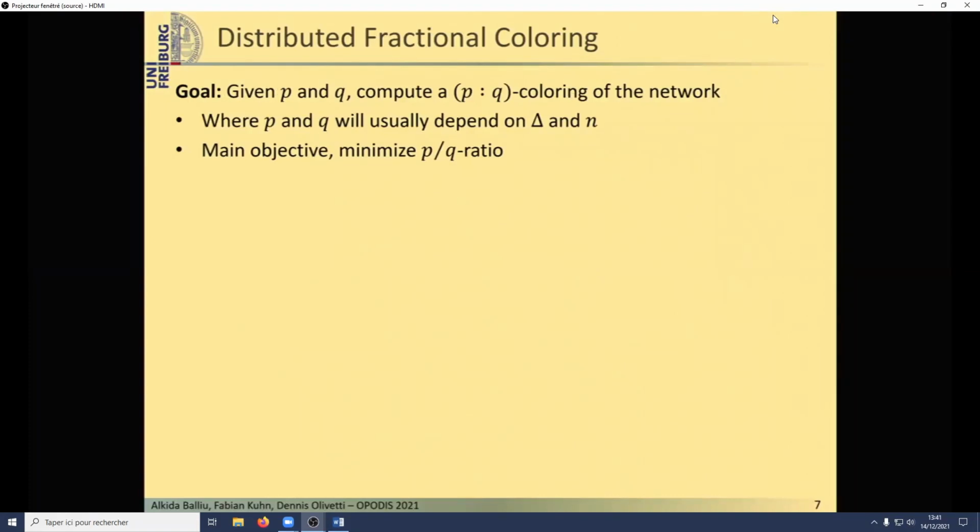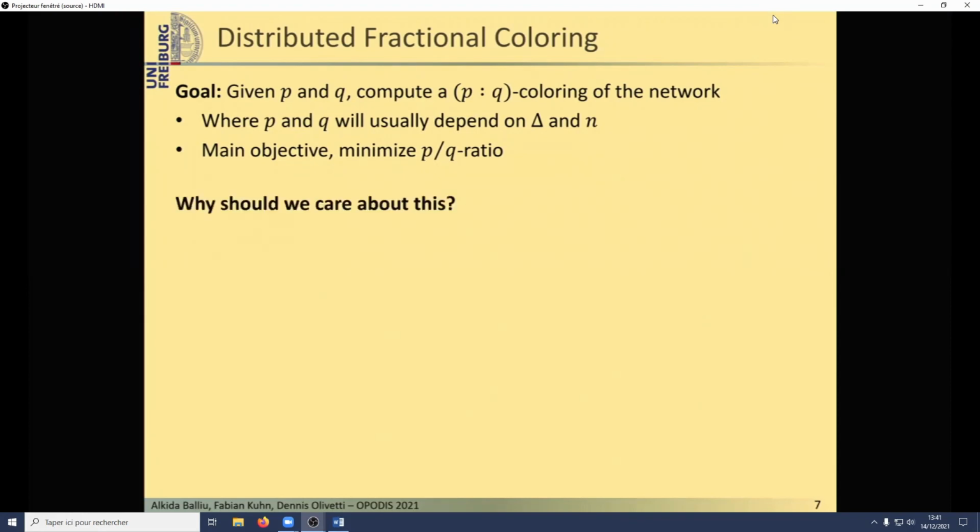So what's the goal now for us? Given, let's say, P and Q, we want to compute the PQ coloring, or maybe getting the right P and Q is also part of the problem. Usually P and Q will depend on delta and N. So the main objective, as I said, is to minimize this ratio, P over Q.